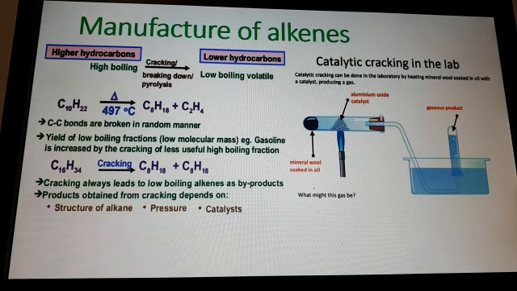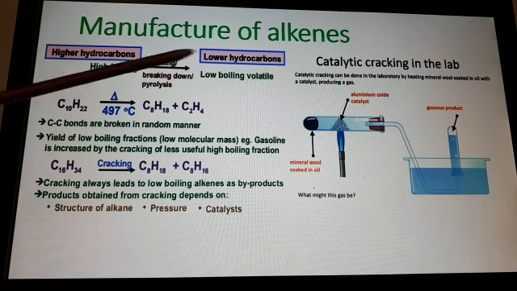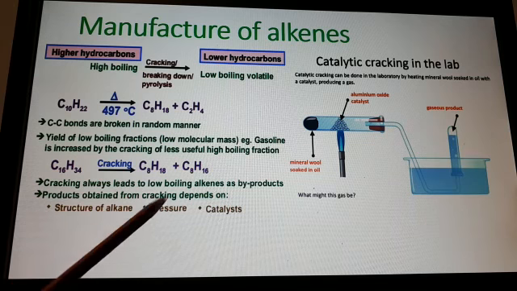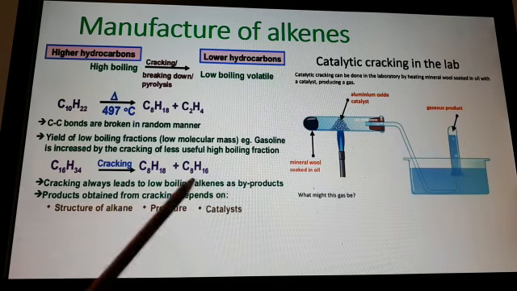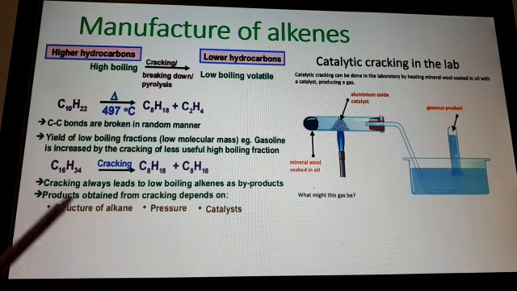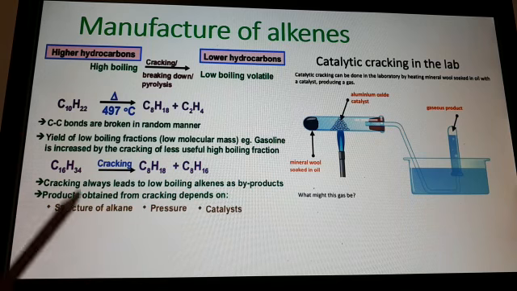cracking. Cracking is a thermal decomposition in which an alkene and sometimes hydrogen are produced by heating alkanes with a catalyst. It always produces shorter chained molecules with a double bond. So here it is, higher hydrocarbons on cracking forming lower hydrocarbons. The cracking always leads to low boiling alkenes as byproducts. Here the products obtained from cracking depend on the structure of the alkane, pressure and catalyst.